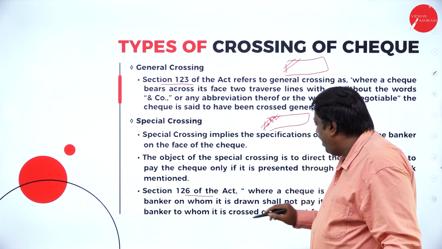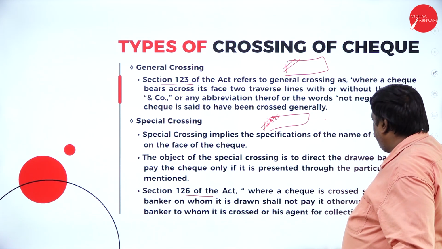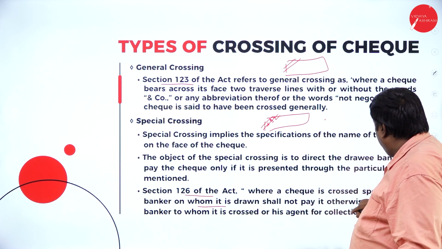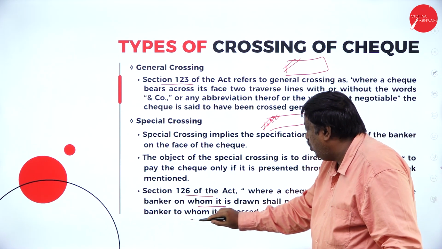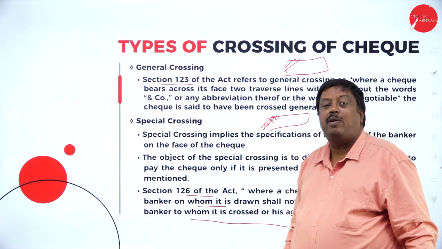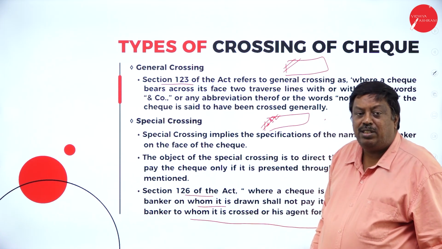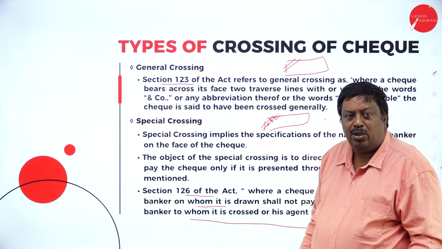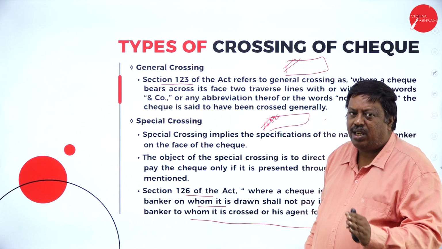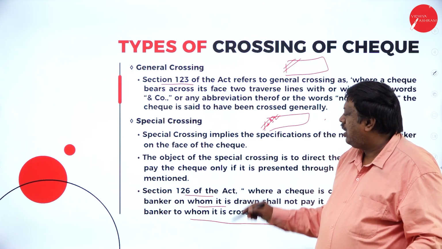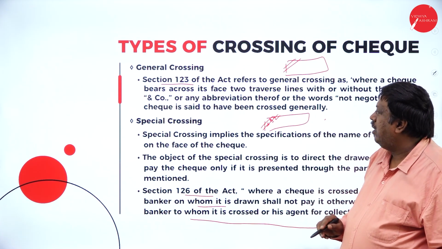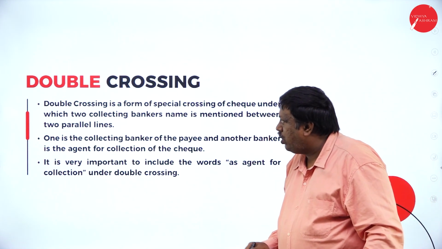Section 126 of the Act says that where the check is crossed specially, the banker on whom it is drawn shall not pay otherwise than to the banker to whom it is crossed or to his agent for the collection. The person who comes for the presentation of the payment for the amount mentioned in the check, it will be transferred only to the corresponding bank and not to the third party. This is the information we have.